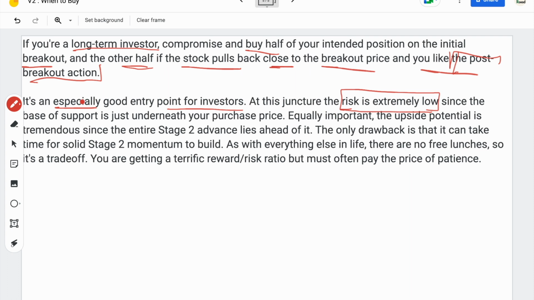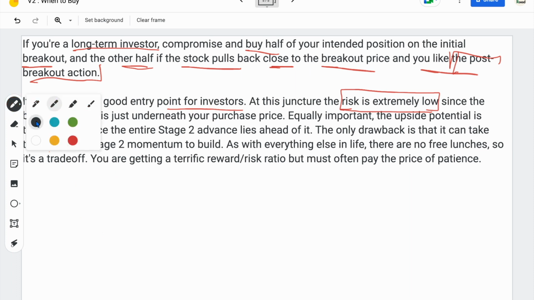And why is that? Because the base of support is just underneath your purchase price. As I said, if the price dips below that support and stays there, then you know your support has failed and the stock has eventually gone again into a stage 1 area and your stock is done. So you don't need to worry about.